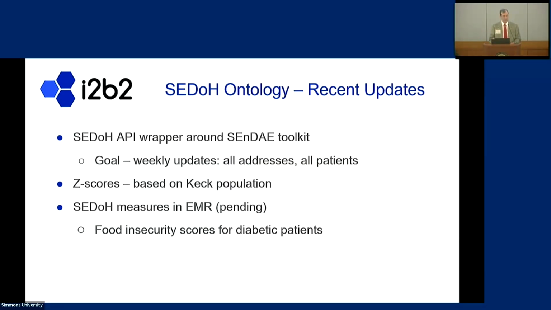They've also developed, or are developing, Z-scores. So they go into their database for each patient and each of these measures, and they assign a Z-score that describes basically how different each patient's score is, based on their census tract area, from the average among the entire USC population. And they're also interested in adding these measures to their electronic medical records. They're especially interested in getting food insecurity scores for their patients with diabetes.